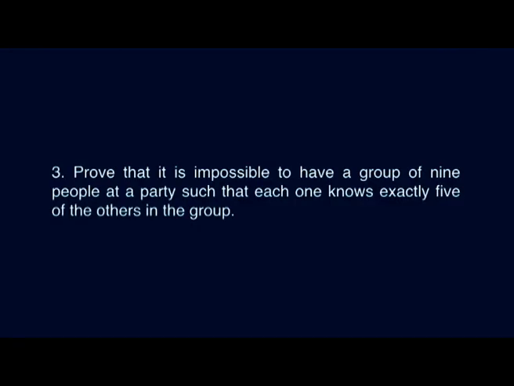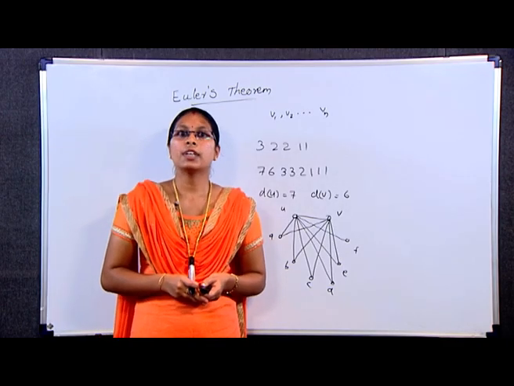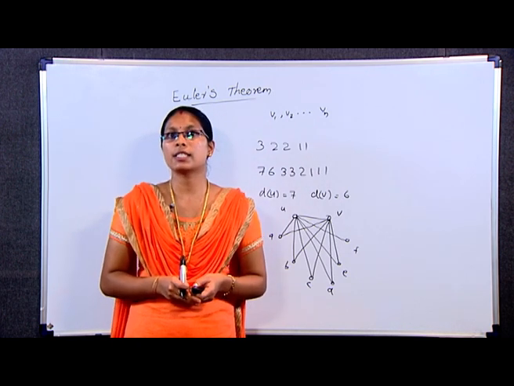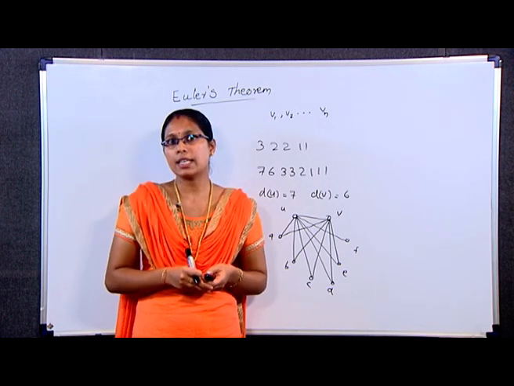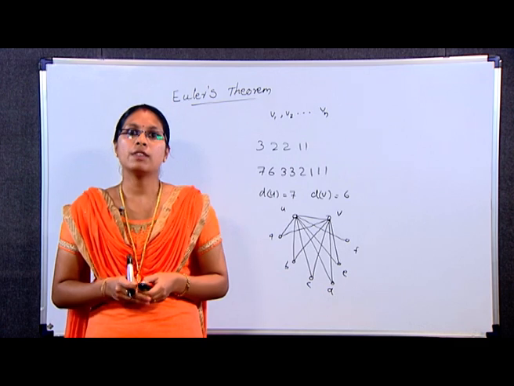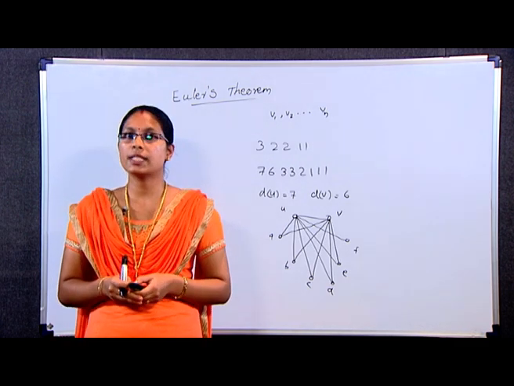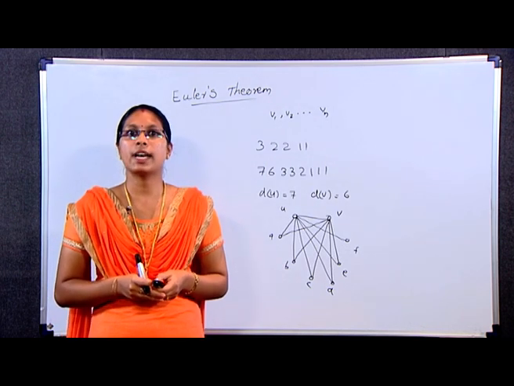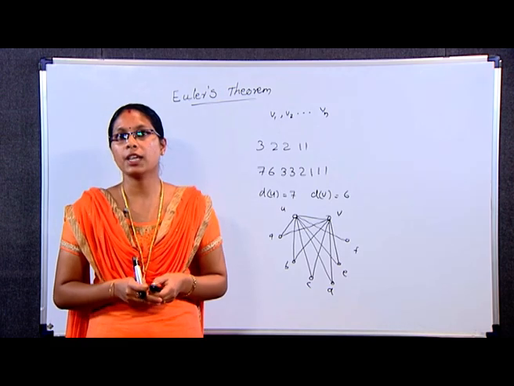Next problem: prove that it is impossible to have a group of 9 people at a party such that each one knows exactly 5 of the others in the group. Solution: if we consider each member as a vertex, then the degree of each vertex is 5. Since there are 9 people, the sum of the degrees is 9 × 5 = 45, which is not an even number. So, by Euler's theorem, it is not possible to have a group of 9 people at a party such that each one knows exactly 5 of the others in the group.